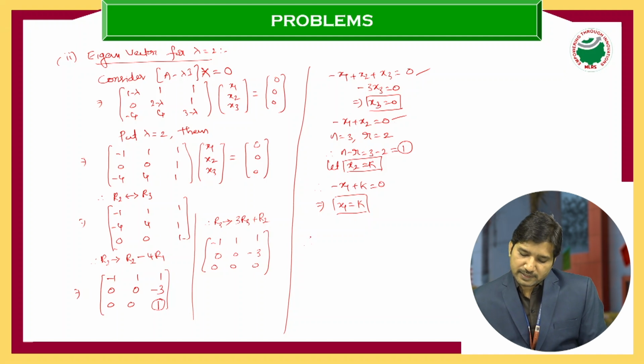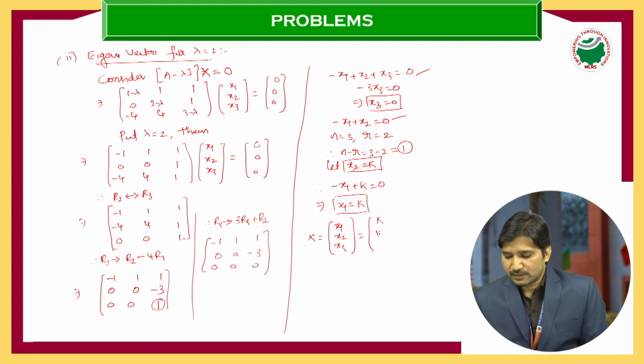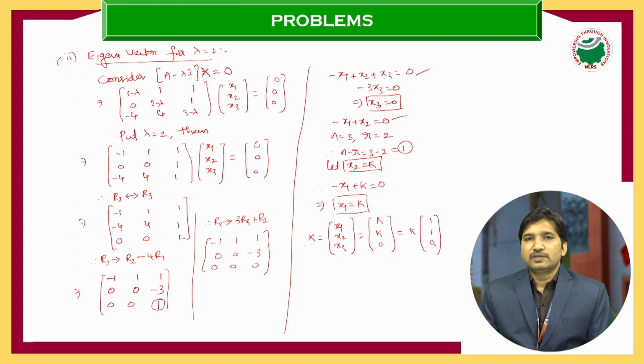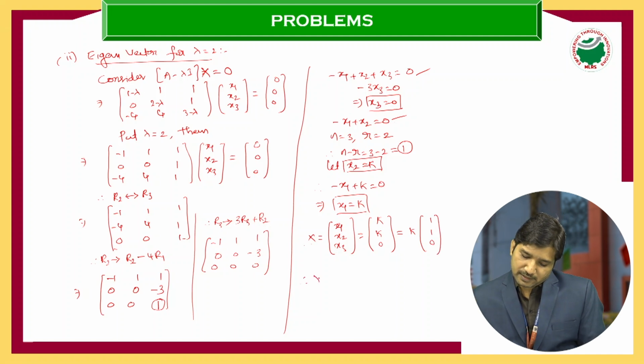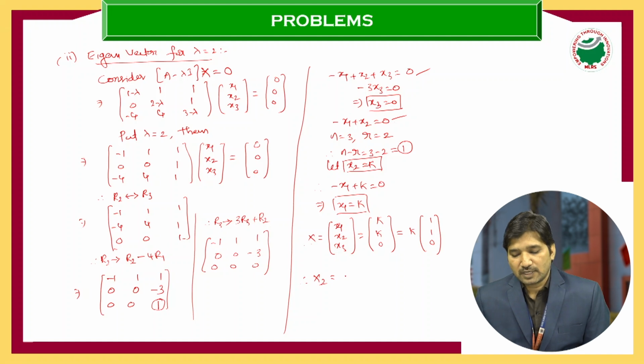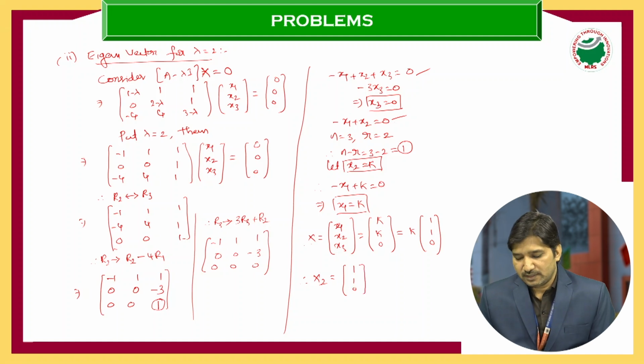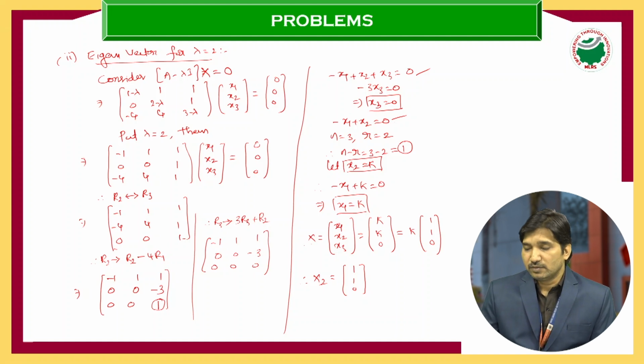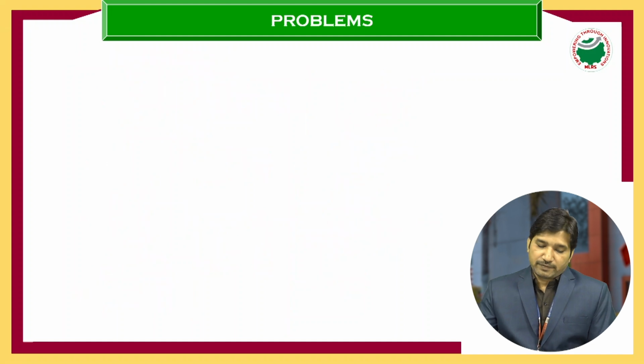Therefore the vector (x1, x2, x3) is (k, k, 0). Taking k common, that is (1, 1, 0), which is the eigenvector. Therefore the eigenvector x2 of the eigenvalue lambda equal to 2 is (1, 1, 0). This is the second eigenvector. Now we have to find the third eigenvector corresponding to the eigenvalue lambda equal to 3.